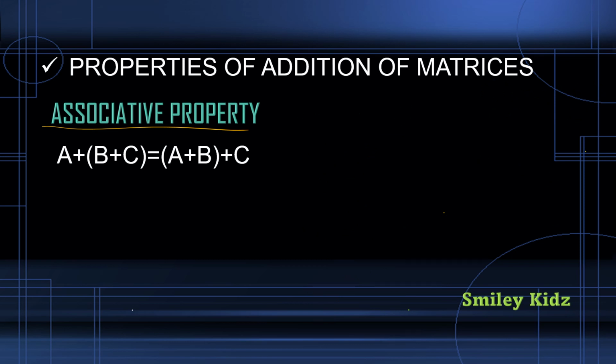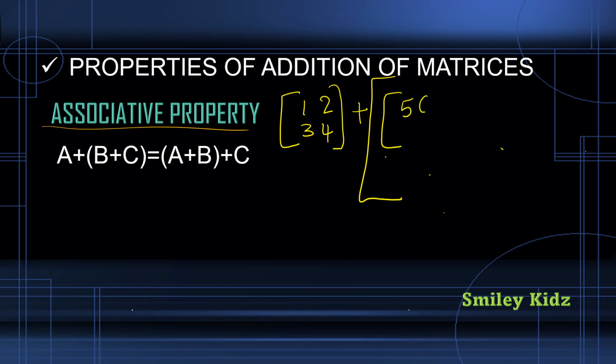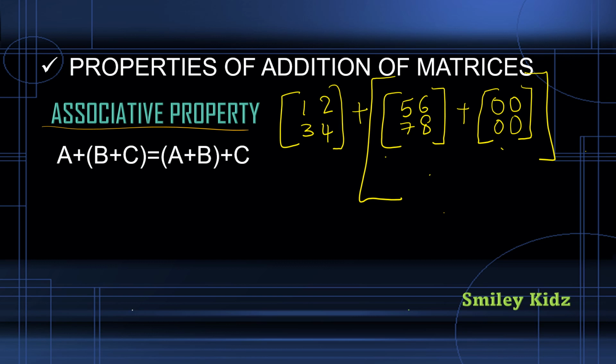Let's say I have the matrix 1, 2, 3, 4 plus the matrix 5, 6, 7, 8 plus the matrix 0, 0, 0, 0. Let's make our calculation simpler. Alright, you can still have a complex number, that's an exception. Now if I'm going to solve this, first I'm going to solve the brackets.